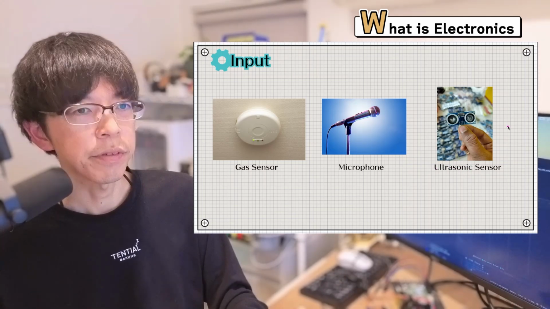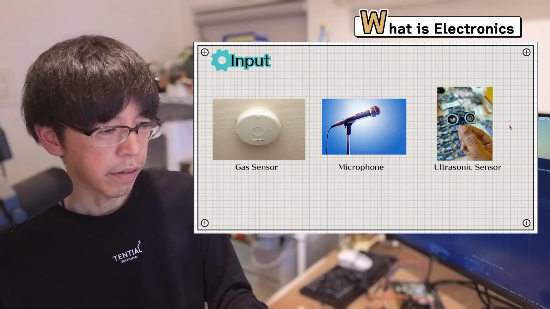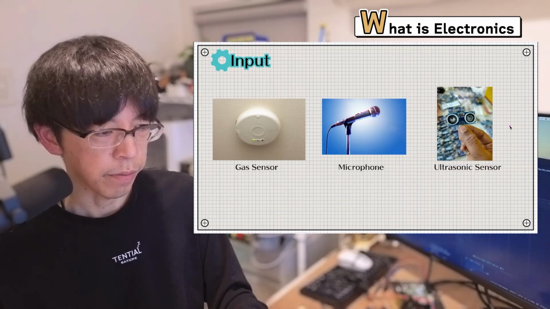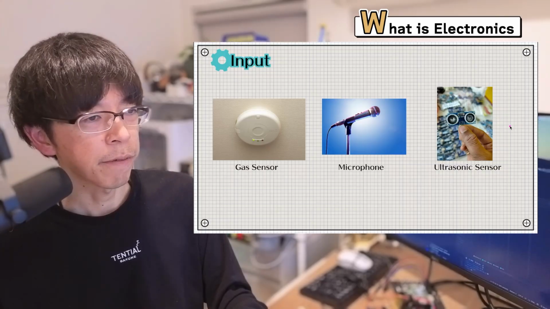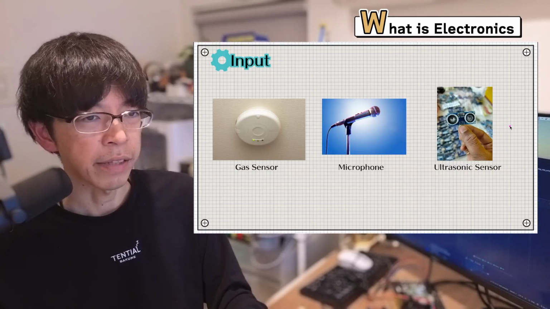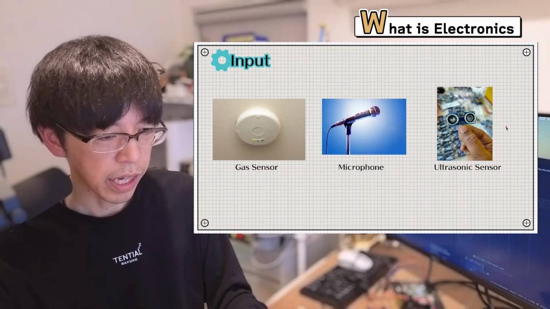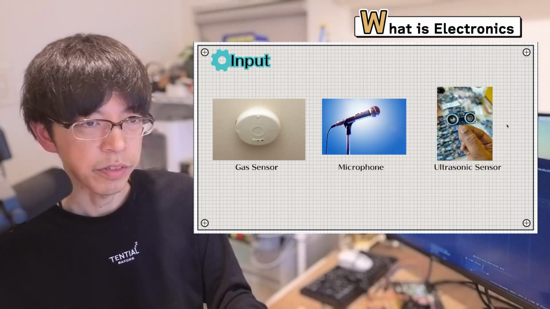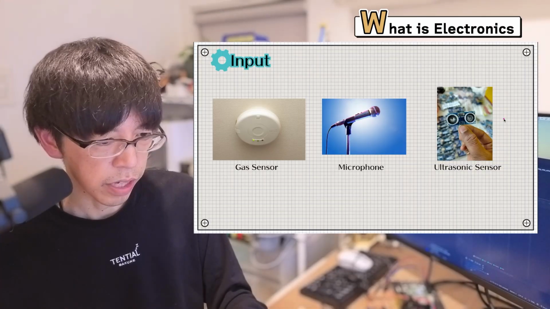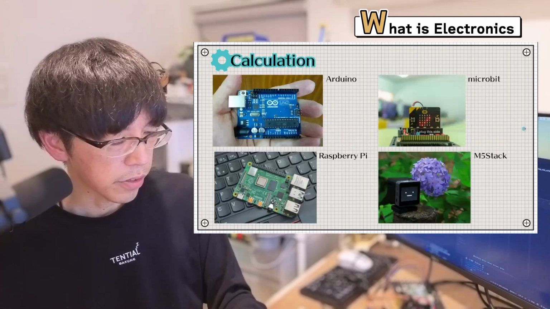Of course, there are various input components other than these three components. You can find them on the website of the parts shop or Amazon. If you have time, please check such websites. Okay, and next.